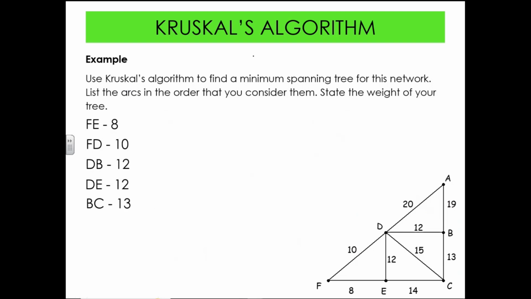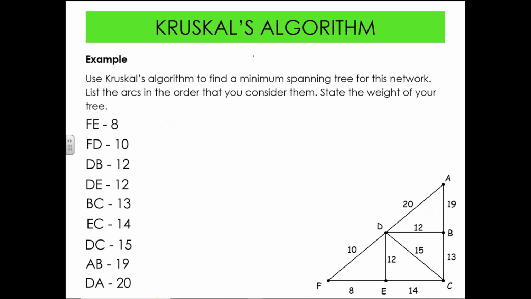Next, you've got BC, that's 13. Then you've got CE for 14. CD is your 15. And then your 19 and your 20, AB and AD. Jot those down. Now make sure you're careful with that. It's really easy to make little mistakes and miss them off. You don't want to cross them off on your graph as you're doing this. And this is an important thing about Kruskal. Kruskal is concerned with the arcs on a graph, with the lines.